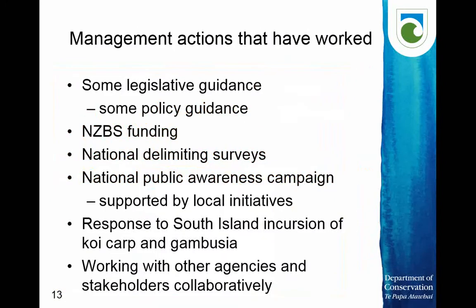Just want to move on to some management actions that have worked really well for the department. We have obviously some legislative guidance and some policy guidance around koi carp and the New Zealand Biodiversity Strategy. Back in 2000, we obtained some New Zealand Biodiversity Strategy funding, which was instrumental in setting up the department's pest fish program. It's a very small fund, but it's at least allowed us to get some work happening throughout the country. This was the funding that let us start the national delimitation surveys and the national public awareness campaign, which has been subsequently supported by local initiatives.